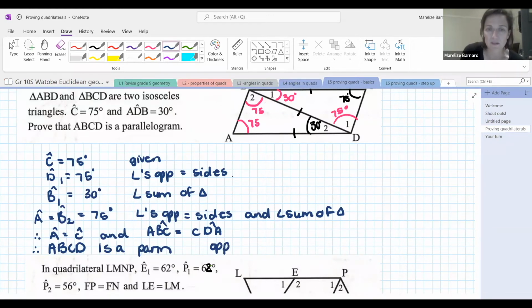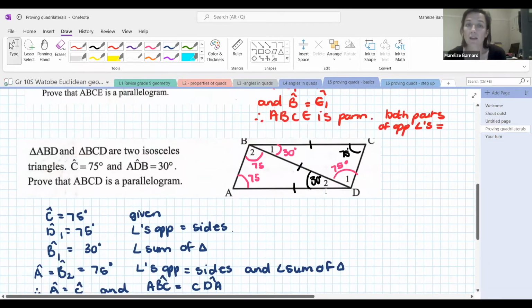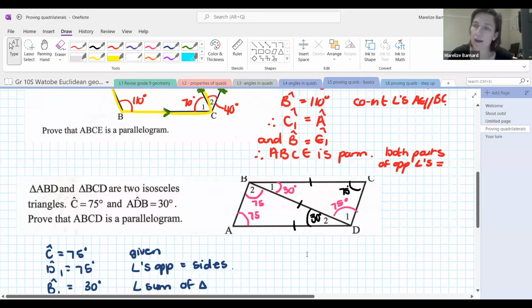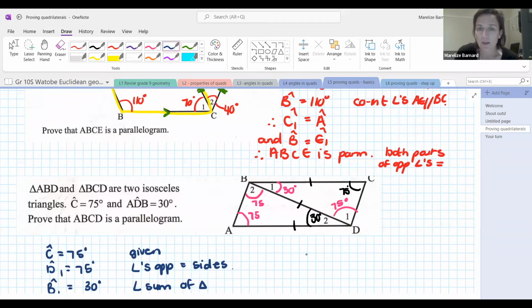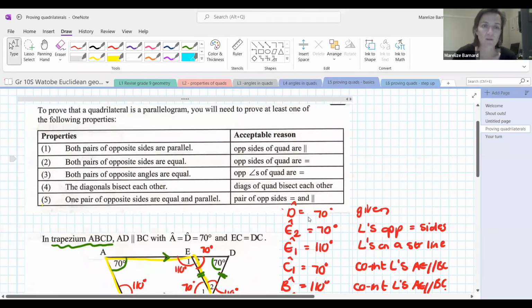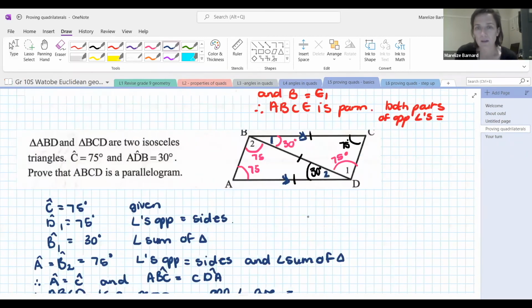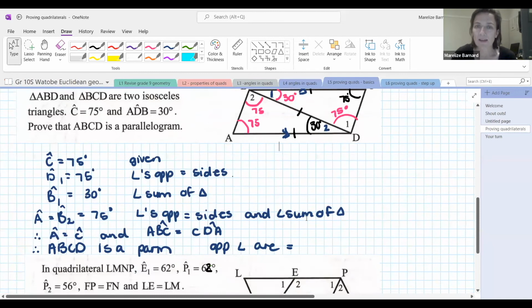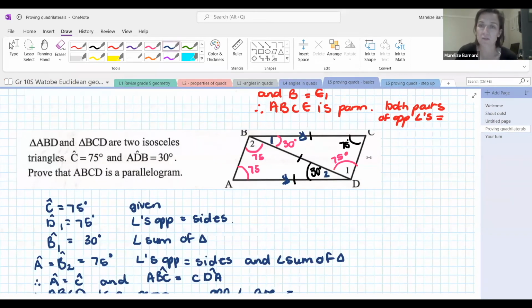Because the opposite angles are equal. Okay, by the way, you could have also done the opposite sides are parallel, because D2 and B1 are equal and they are alternate. Therefore, this side is parallel to that one. That would have been the quickest way actually, because then you have this condition: one pair of opposite sides are equal and parallel. You could have done it that way. You could have done both pairs of opposite sides are parallel.